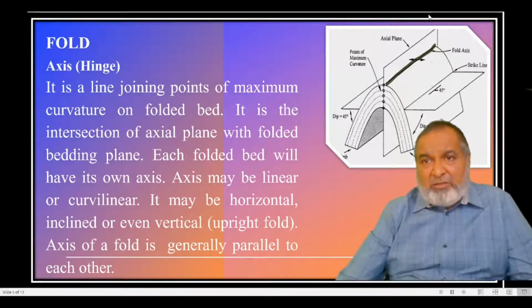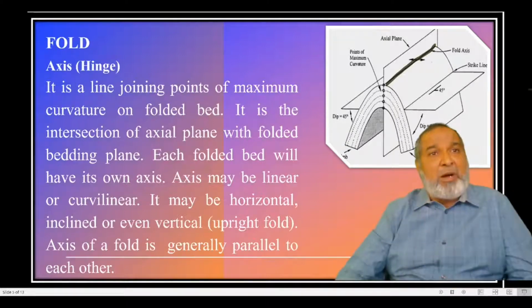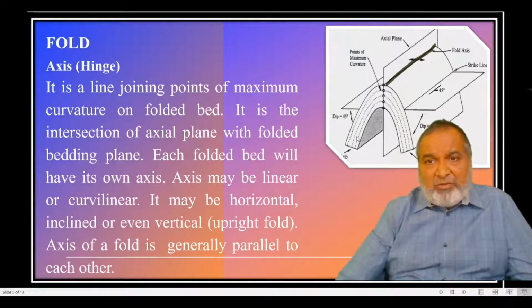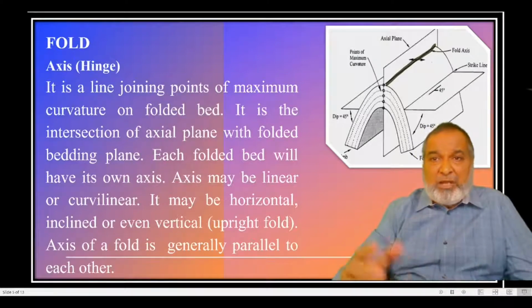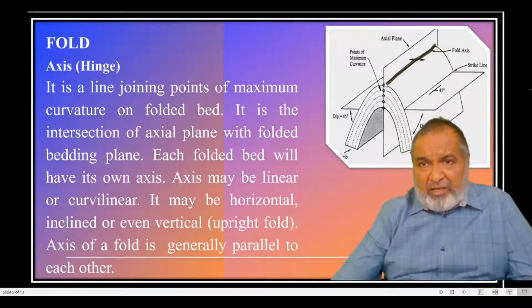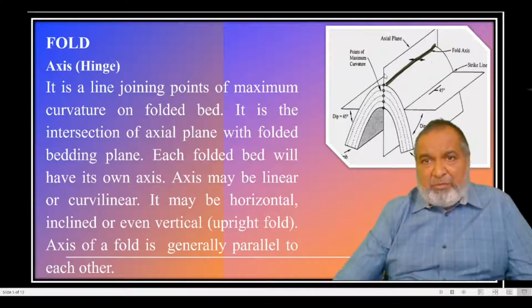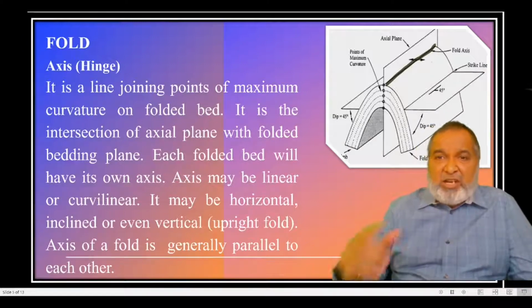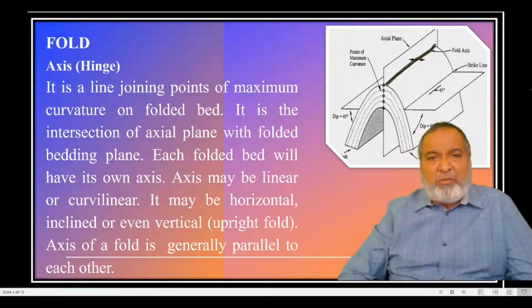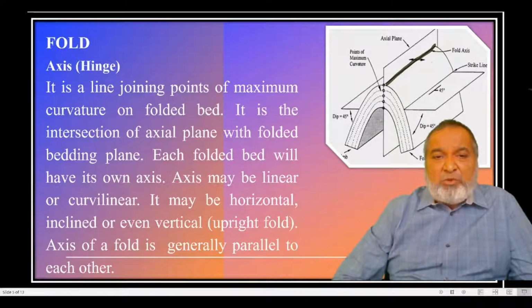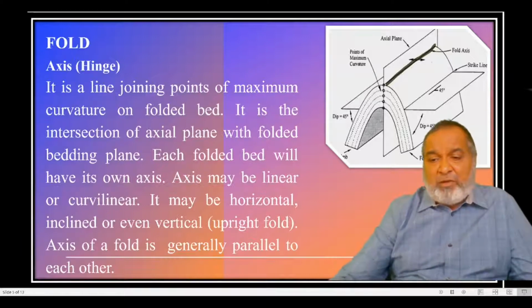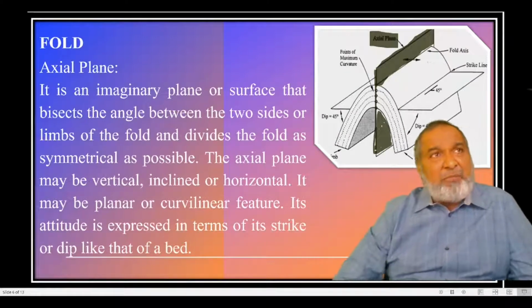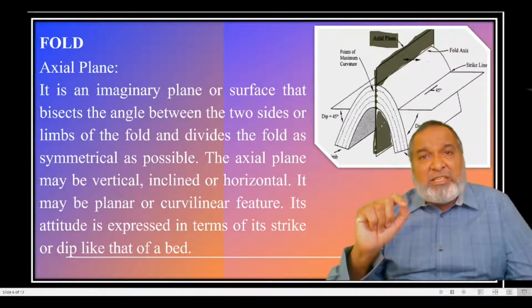What is the next one? The axial plane. This is an imaginary plane which divides the fold into two equal parts, and it passes through the center. Yes, here it is exactly passing through the center. On that axial plane, you can see the line we have highlighted. This is the axis or hinge, and this hinge may sometimes be straight, linear, curved, or a dumped one. You are going to have so many features there, which we will see in the next one.